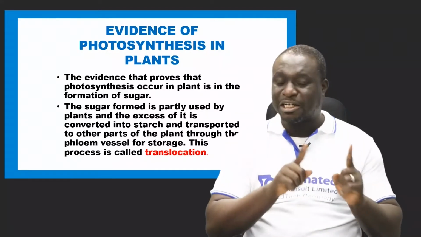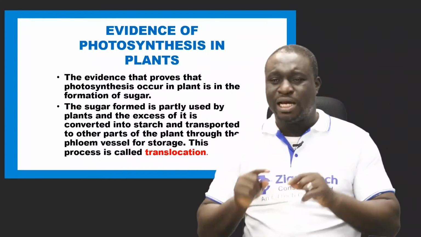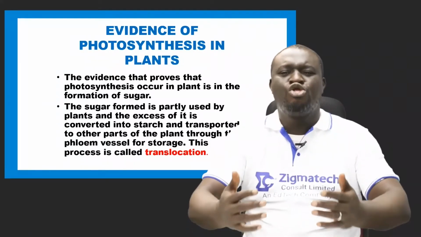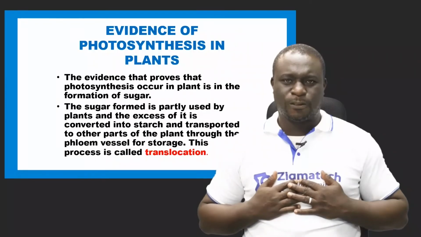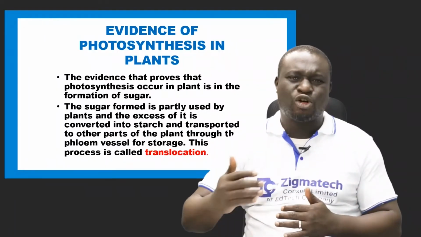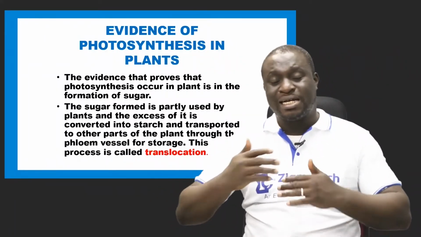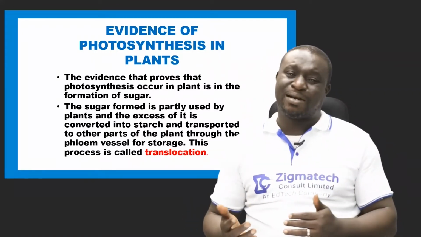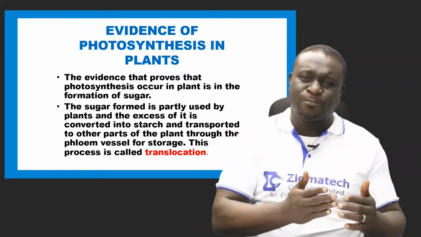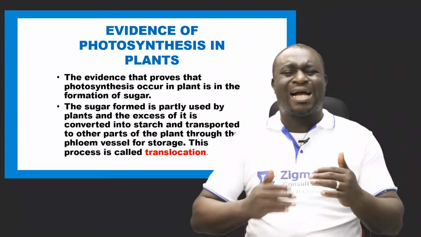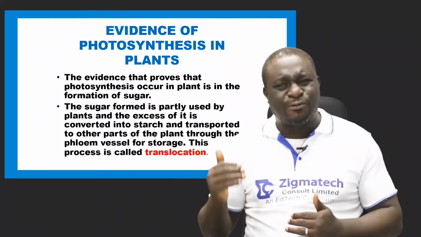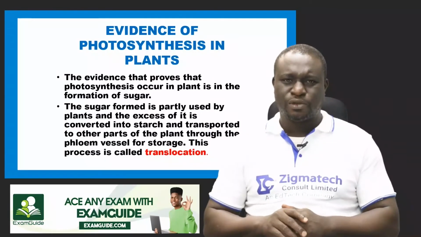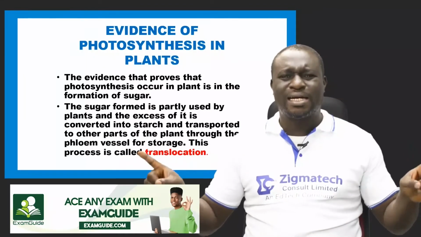Now, why I said starch is that part of the sugar that is being produced is used by the plants for food. The remaining part, the excess that is not used by the plant, is converted into starch and other forms of food and transported by the phloem to other parts of the plant where they are stored.